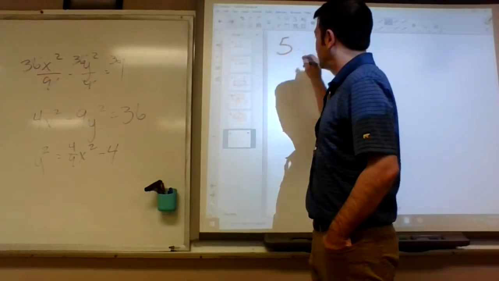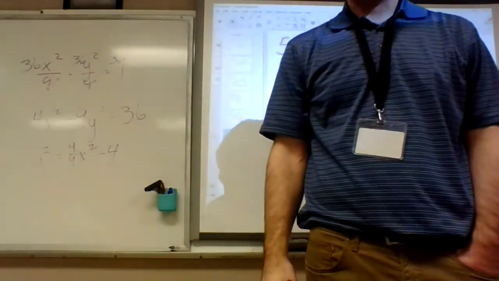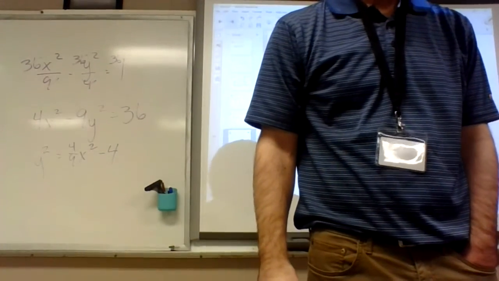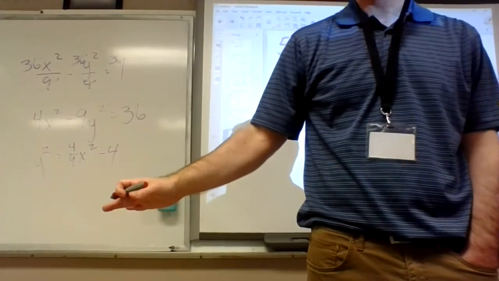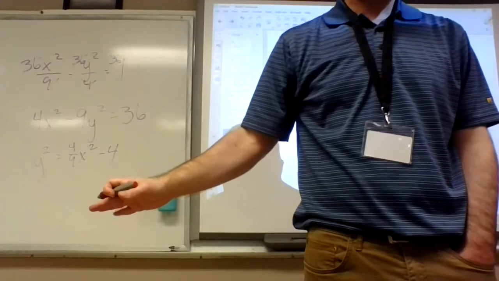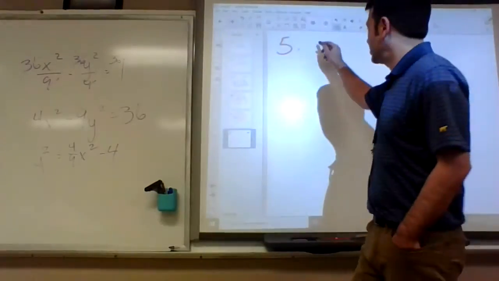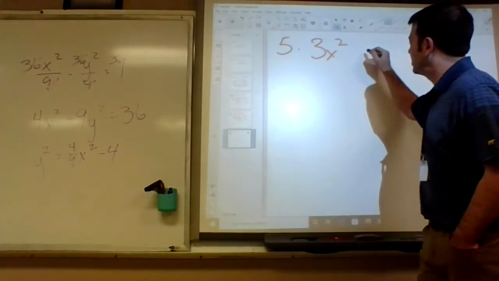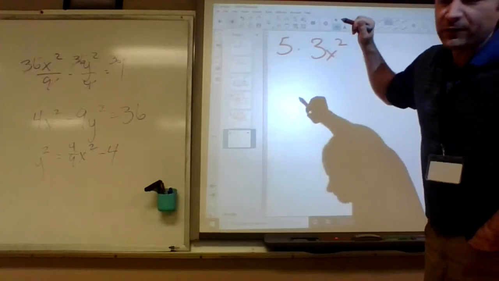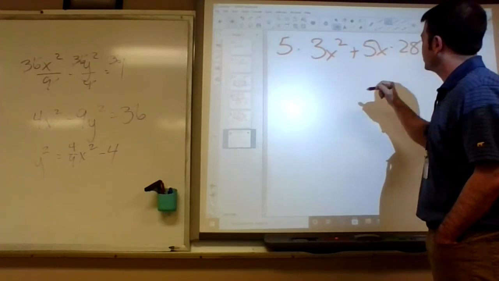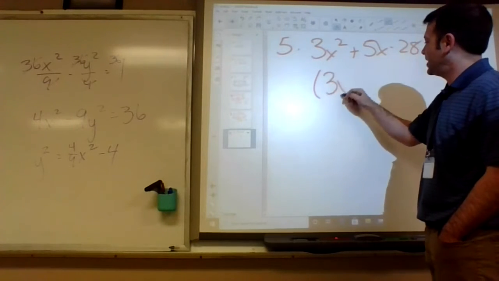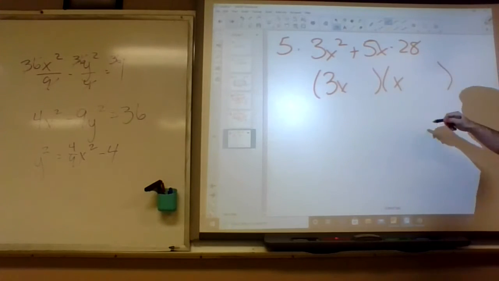Okay, number 5. 3x squared plus 5x minus 28. What's going to go in the front on this one? 3x, same as the last one. All right, 3x and x.